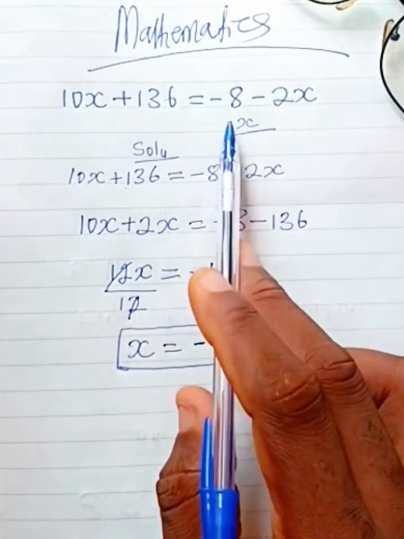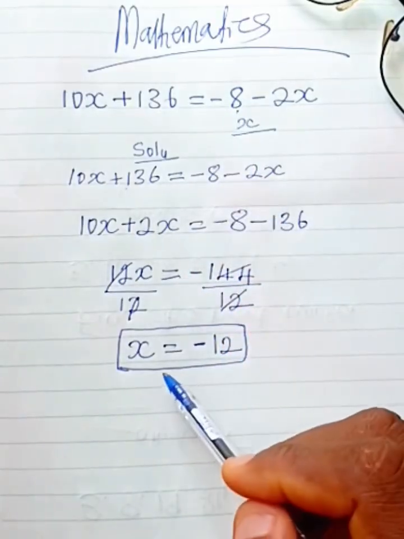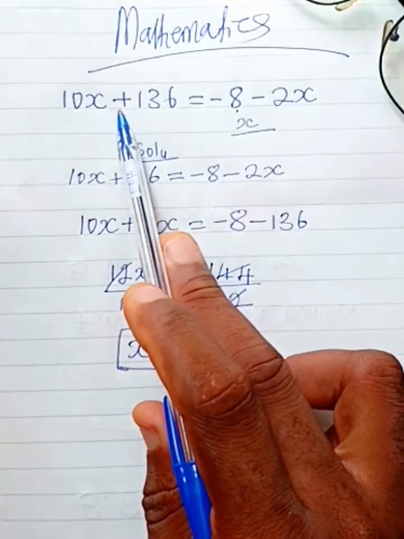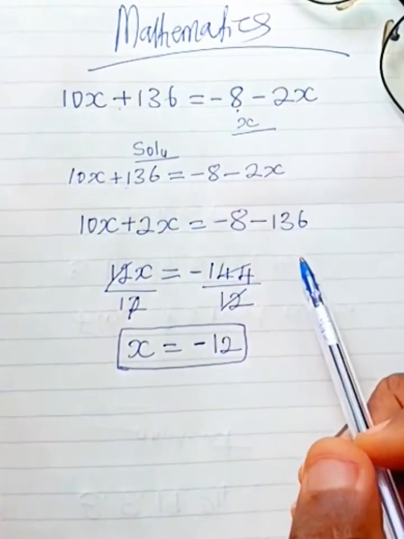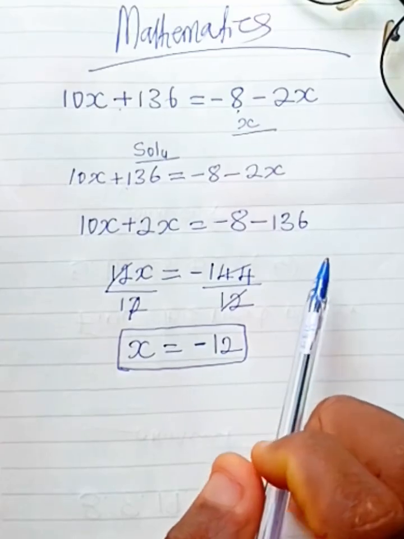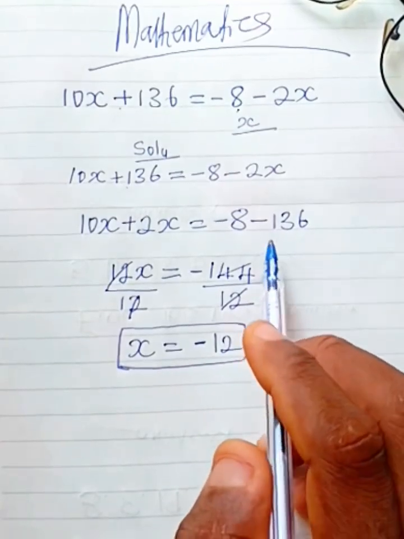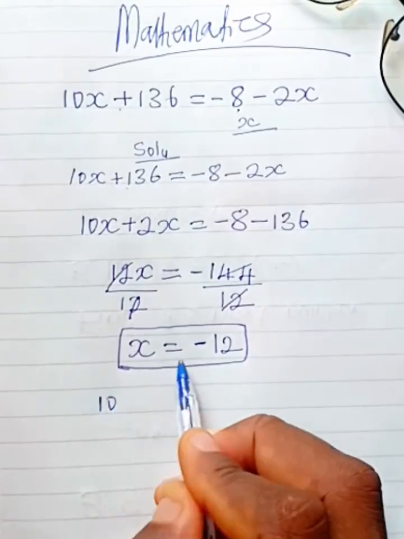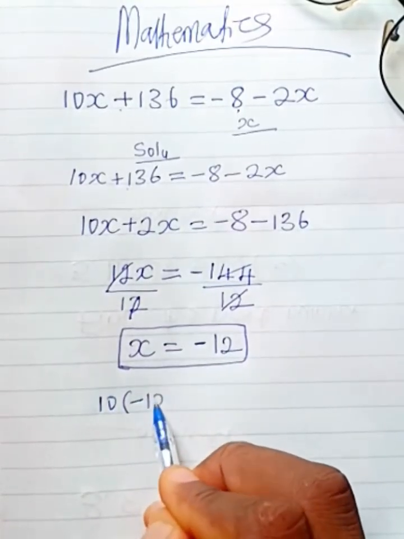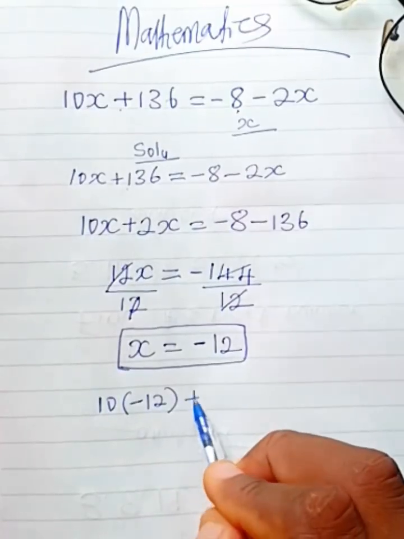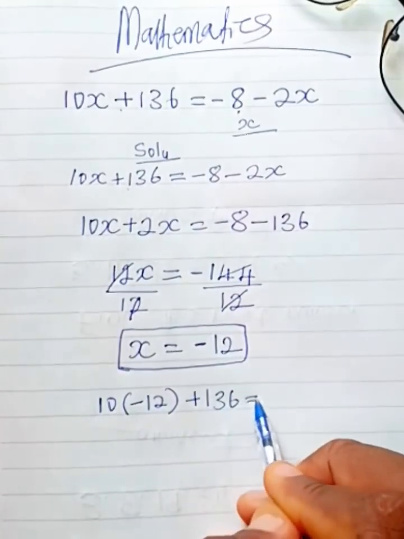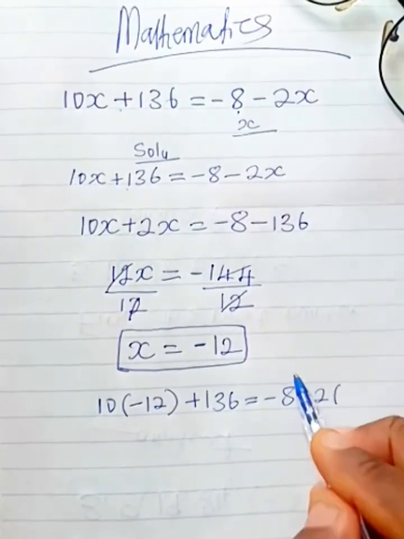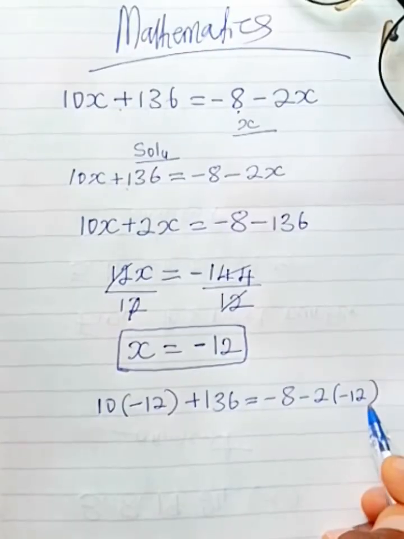If you go back to the model equation and substitute x as minus 12, you will discover that everything on the left hand side will equal everything on the right hand side. Let's prove that quickly. Going back to the equation, 10x, x is now minus 12, bracket close, plus 136 equals minus 8 minus 2x, x is now minus 12, bracket close.